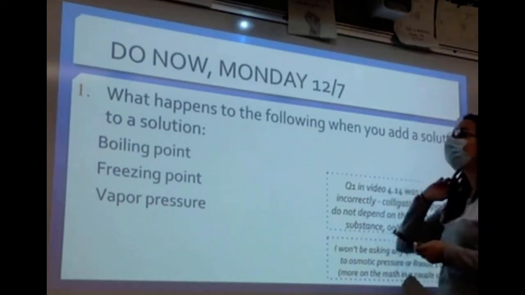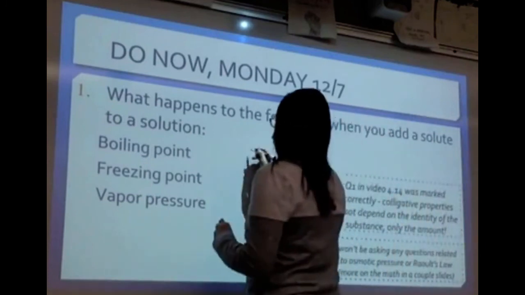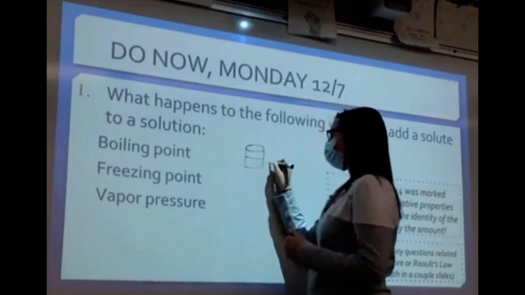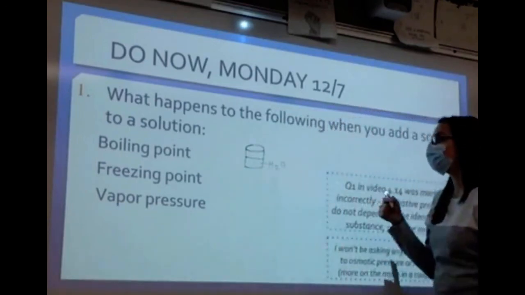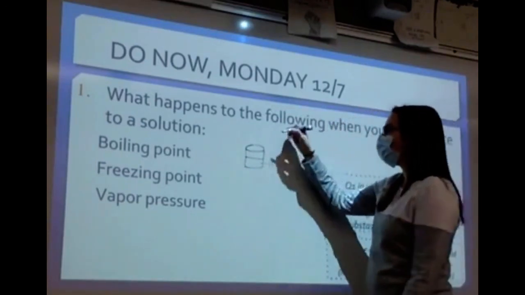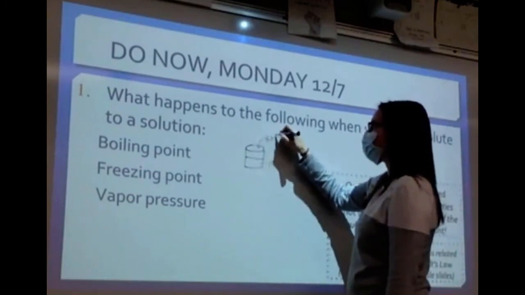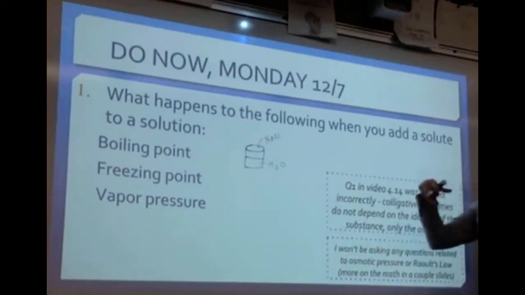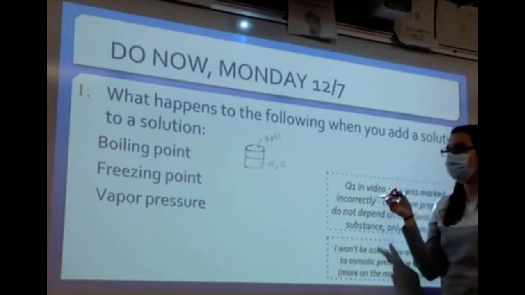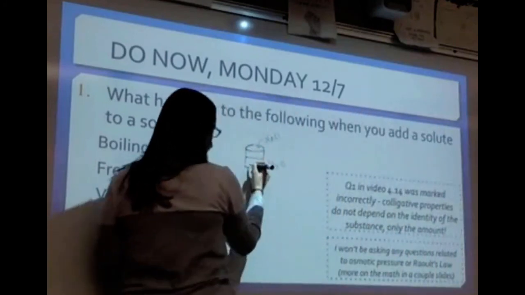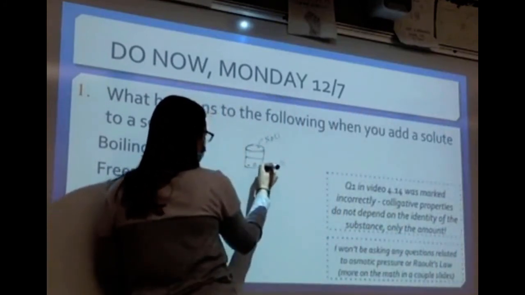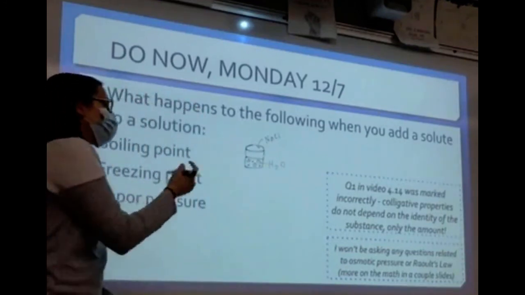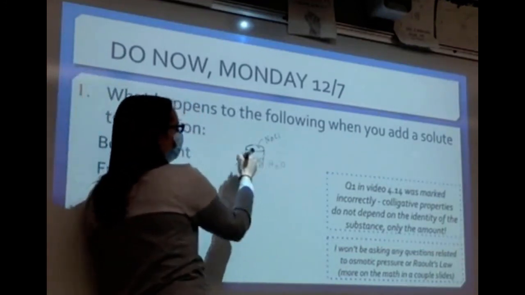So if we think about boiling point, let's say I have a beaker and it has water in it. So I have a beaker that's water. And into the beaker of water, I add NaCl. So once I add NaCl into water, because NaCl is a soluble ionic substance, it's going to break apart into ions. So I'll have Na+, Cl-. So now in this container, I have Na+, Cl-, and H2O.